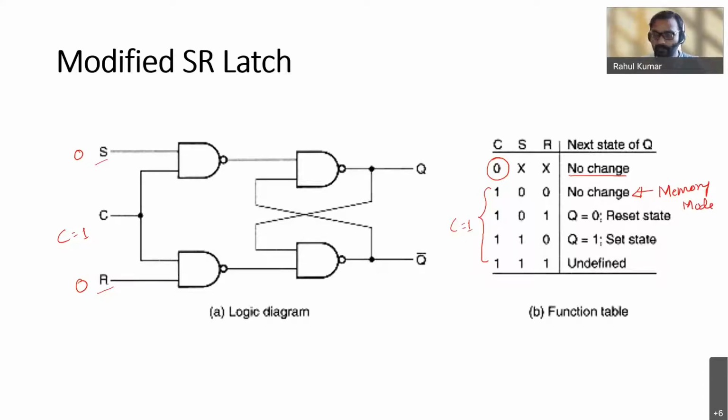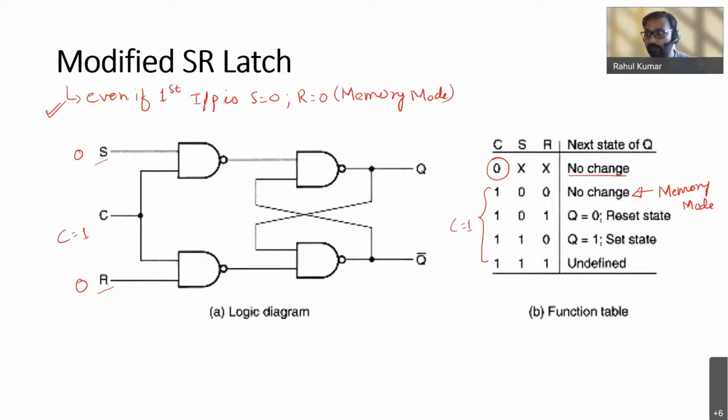Right? The mode in which the latch stores the data. Okay. So even if your first input is S equals to 0, R is equal to 0, that means I'm operating the latch in memory mode. Then also this modified SR latch will work.